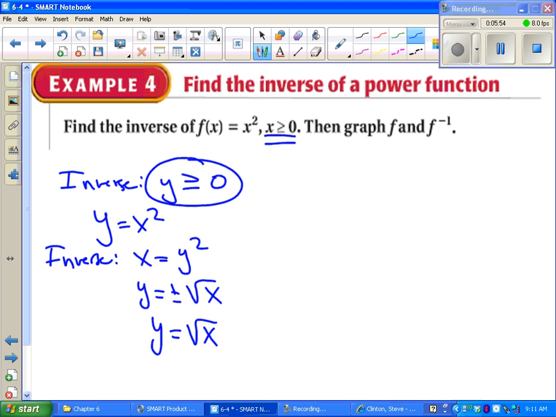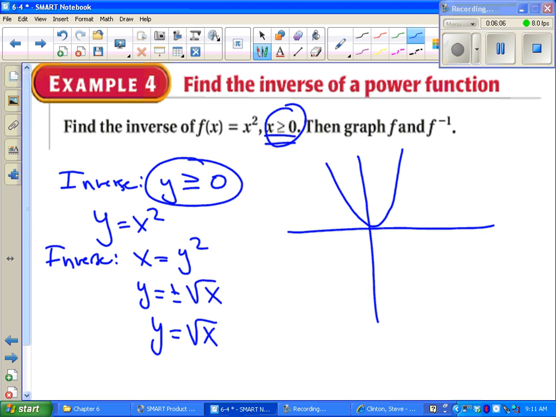So now we can graph this. It tells us to graph the original, which is just a parabola. If you draw your parabola like this, you've got an issue because you didn't use x is bigger than or equal to 0. Instead, your graph should just be the right-hand side.